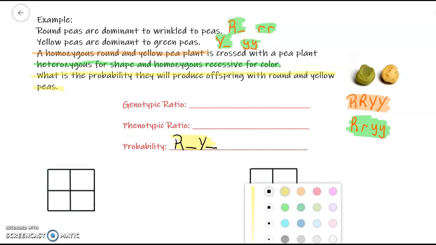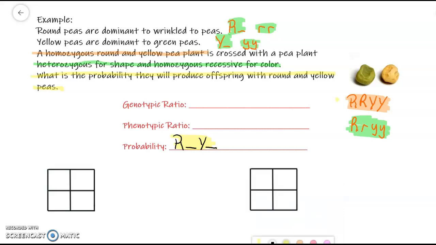I have my parental genotypes based on the problem. In orange, a homozygous round and yellow pea plant, that is this one here, is crossed with a pea plant that is heterozygous for shape, which means big R, little r, and homozygous recessive for color, which is 2 little y. So that's this one over here that I have highlighted in green. And the problem wants to know what is the probability they will produce offspring with round and yellow peas. And that would be this genotype down here that I'm circling right now. So we're looking for individuals who at least have 1 big R and 1 big Y in this instance.